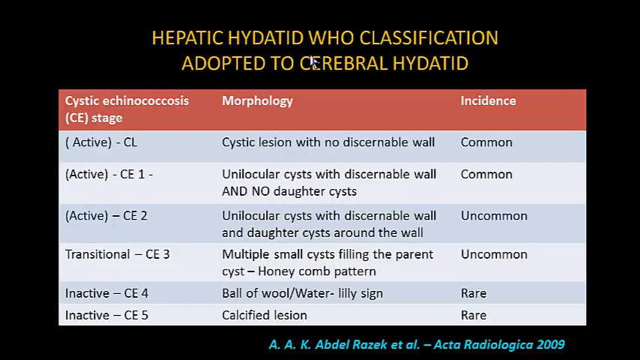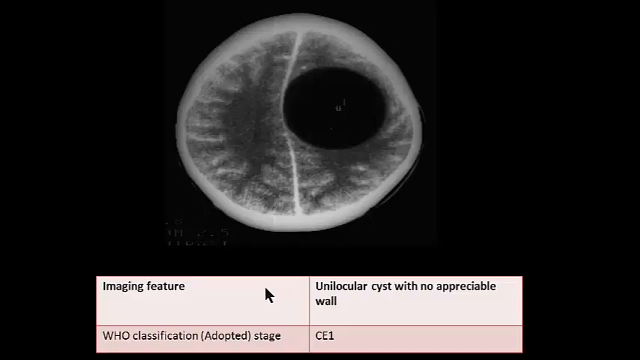As with hepatic hydatid, cerebral hydatid can have a similar classification, adapted. CE1 is a unilocular cyst with no daughter cyst. CE2 is a unilocular cyst with a discernible wall and daughter cysts. CE3 is multiple cysts, a honeycombing kind of pattern. And CE3, 4, and 5 could be either water lily sign or calcified hydatid. Let me show some examples.